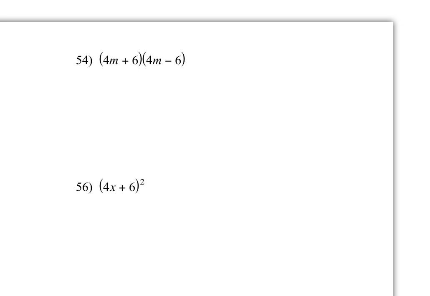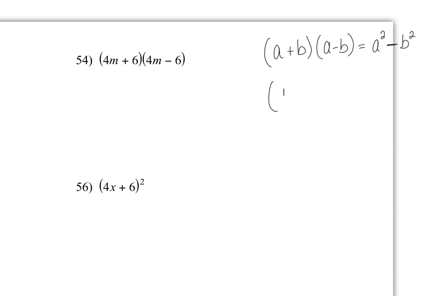So remember, if I have what's called conjugates, it is the same exact two terms, but the sign in between them has changed. When you FOIL, you will get the first term squared. It will always be minus and that second term squared because those inner terms will cancel.